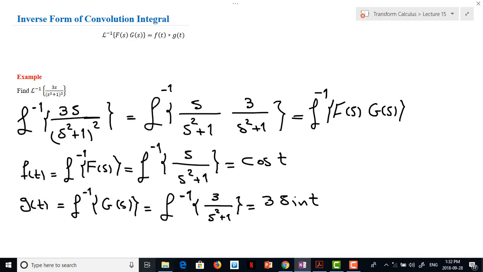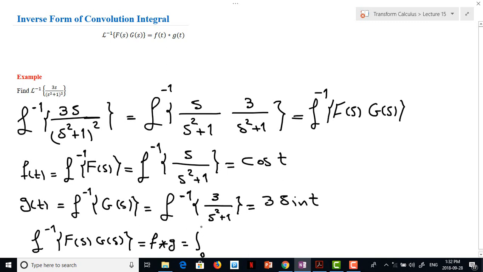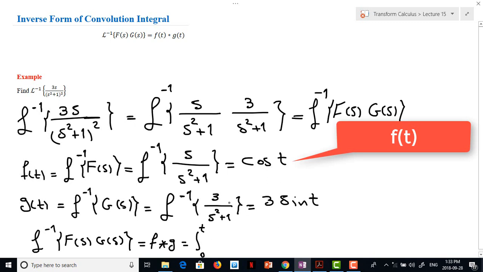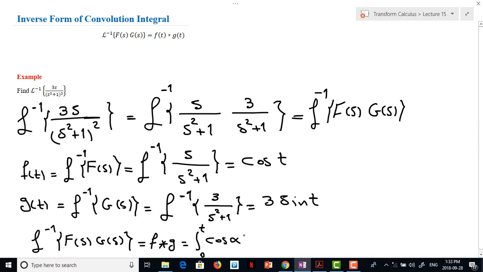Based on the inverse of the convolution integral, we have the Laplace inverse of F(s) G(s) that we had here, so it's equal to f star g. Based on the definition of the convolution integral, it's the integral from 0 to t of f(alpha). f(t) is equal to cosine t, so f(alpha) is cosine alpha times g(t minus alpha).